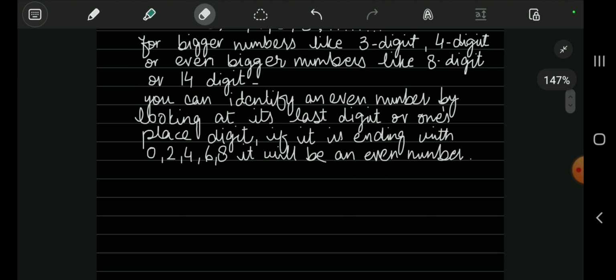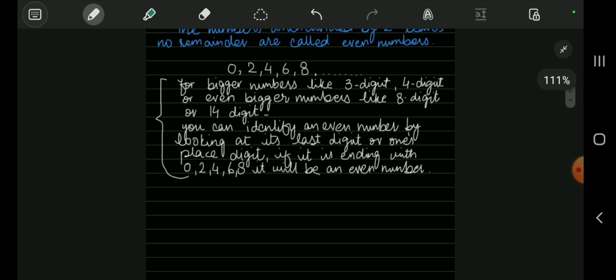Okay, so it might be a very lengthy note for some people, and it might be an extra thing for some of you, but maybe some of the students are still struggling in identifying an even number, so it will be helpful for them. Okay, for bigger numbers like 3-digit, 4-digit, or even bigger numbers like 8-digit or 14-digit, you can identify an even number by looking at its last digit or ones place digit. If it is ending with 0, 2, 4, 6, 8, any one of them, it will be an even number.